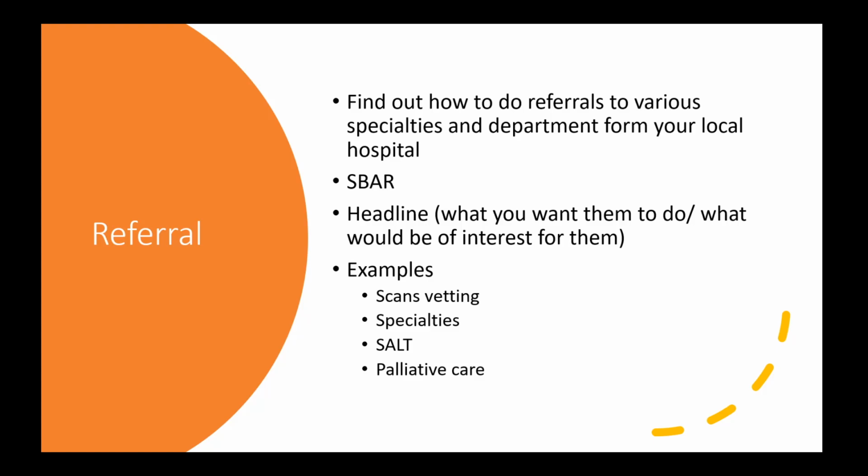So I would usually start with a headline, so what you want them to do or what would be of interest for them. For example, if you're vetting a scan, you would say, I'm an F1 from Ward 19, I'm trying to vet a CTPA for this 76-year-old lady who's come in with type 1 respiratory failure, tachycardia with a D-dimer of 600. Then that's very clear information and all the indications that would warrant a CTPA to rule out PE.